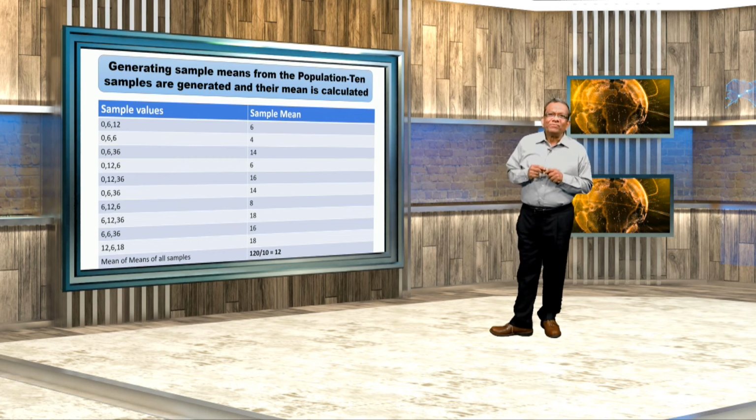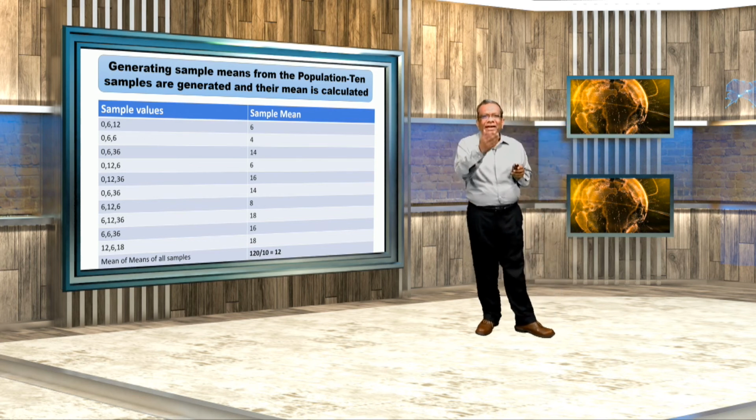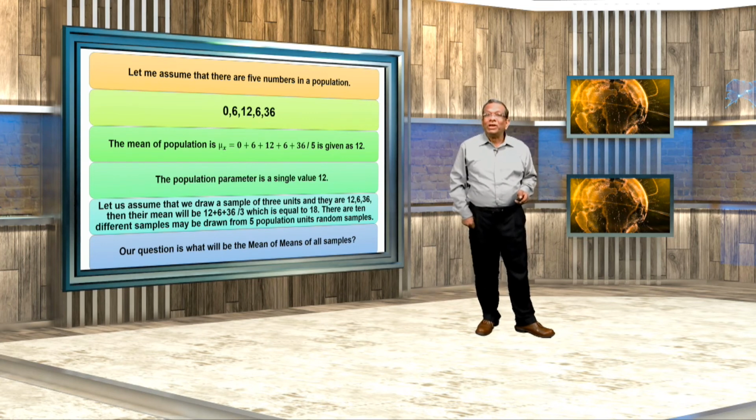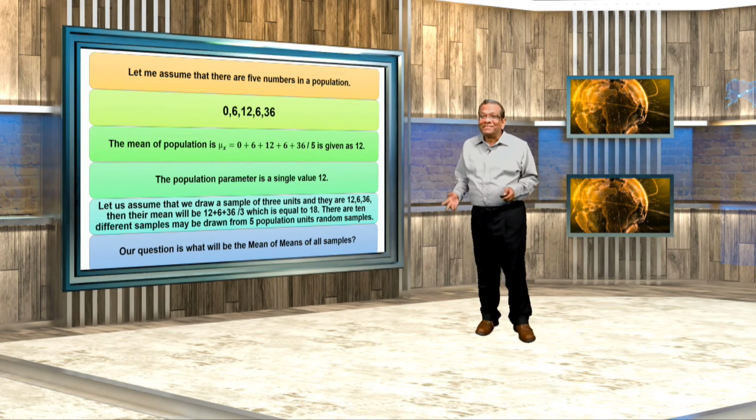Generating sample means from the population. Now, there are 10 samples that can be generated, and let us find all their means. If you see the sample values 0, 6, 12, that is the first random sample you have drawn, and the sample mean is 6. Now, second sample, third sample, fourth sample, like that we have drawn different samples. And if you see the means of all these samples, it comes to 12, which is exactly the population parameter, that is, the single value 12.